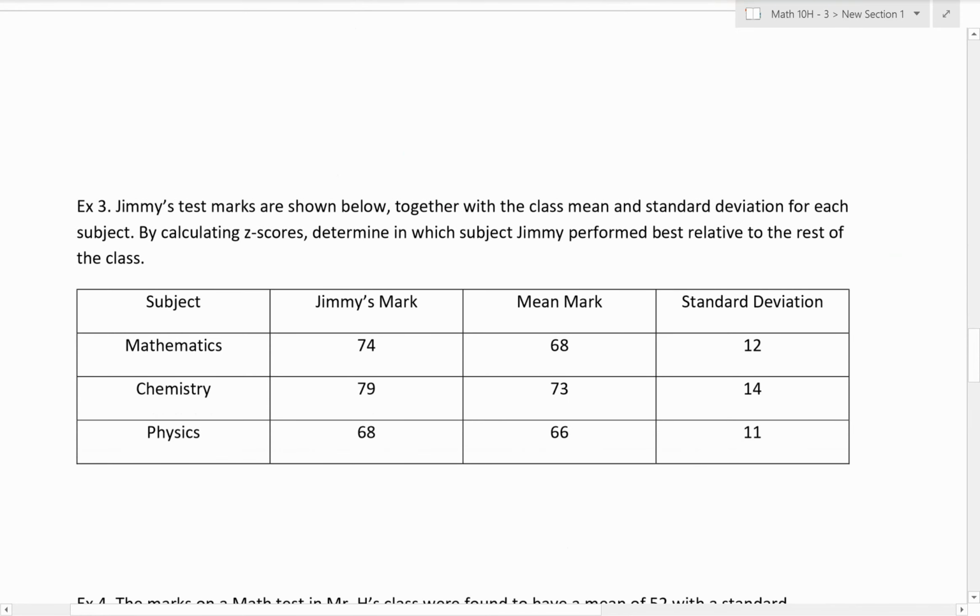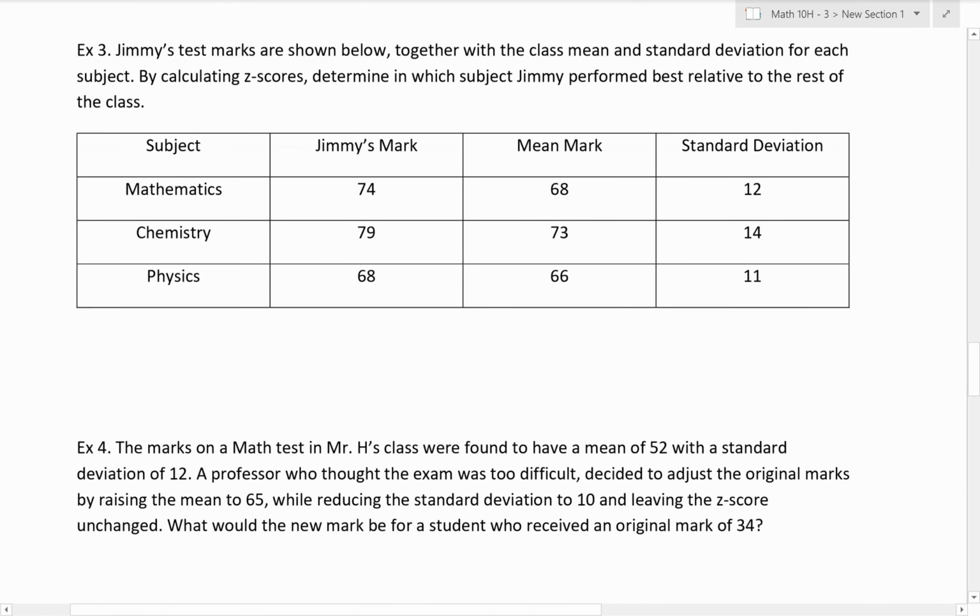Example 3 is, Jimmy's test marks are shown below together with the class mean and standard deviation for each subject. By calculating Z-scores, determine in which subject Jimmy performed best relative to the rest of the class. One way to compare how he did compared to the class is looking at his Z-score, because we want to see how far away he is relative to the mean. It's not just about the score, it's about how he does relative to the class.